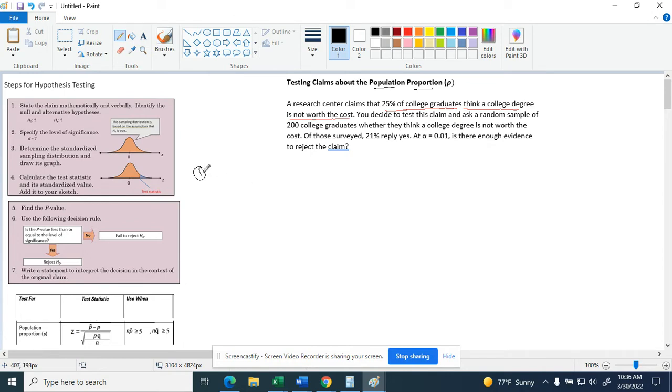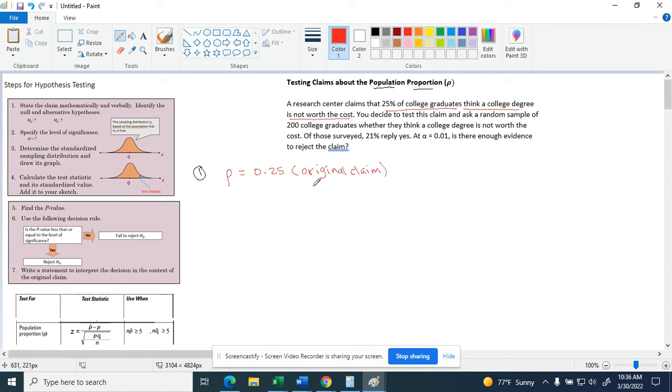Step number 1 says state the claim mathematically. That's what I underline. Because I'm working with population proportion, I'm going to work with the letter P, and I'm going to translate what is in words mathematically. The claim says that the population proportion, all college graduates, 25% of them believe that the college degree is not worth it. So we say P is equal to 0.25. What I underline in red, that's how you write it. Because that's what I translated, I'm going to write here: original claim.